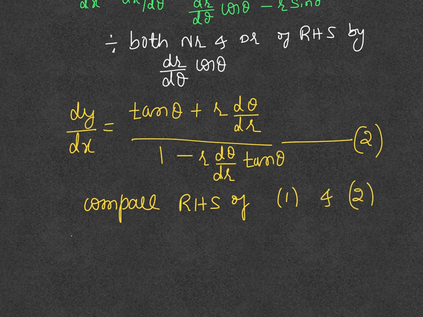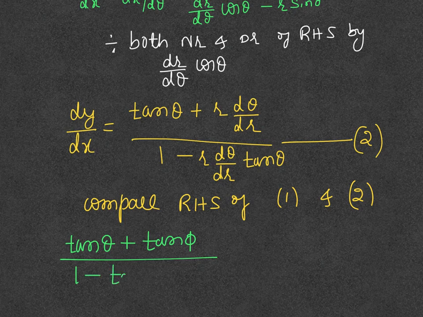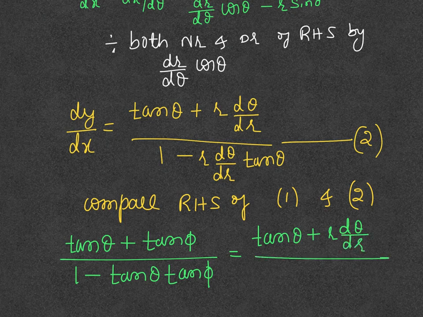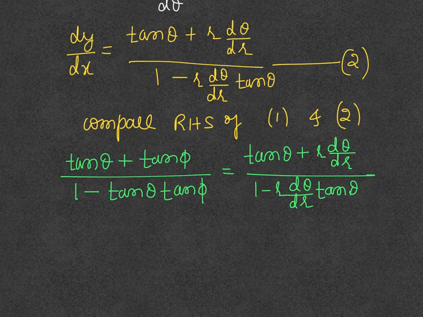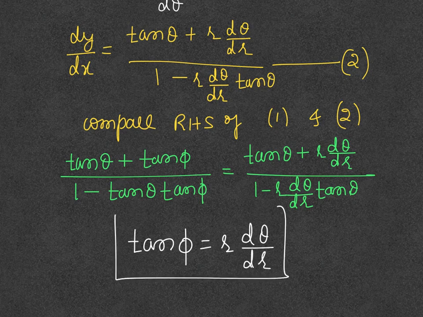The RHS of 1 is tan theta plus tan phi divided by 1 minus tan theta into tan phi. The RHS of 2 is tan theta plus r d theta by dr divided by 1 minus r d theta by dr tan theta. Now equating both sides, you can observe that in the place of tan phi, we have r d theta by dr in both numerator and denominator. So you can conclude that tan phi is r d theta by dr. Using this result, you can obtain the angle phi between the radius vector and the tangent.